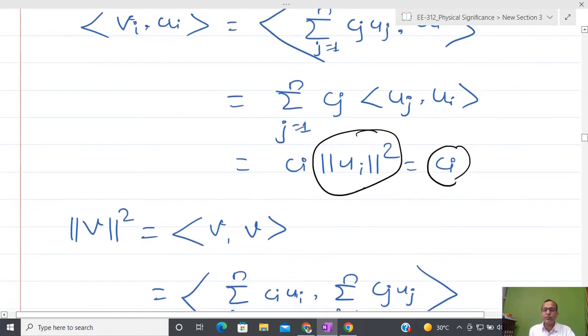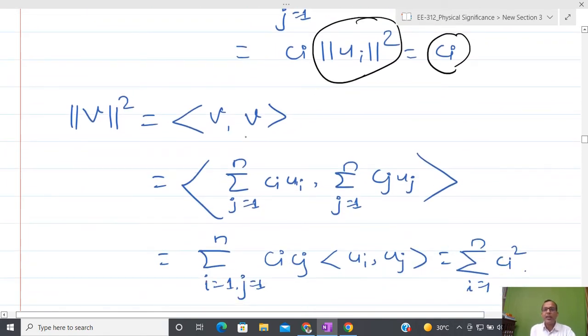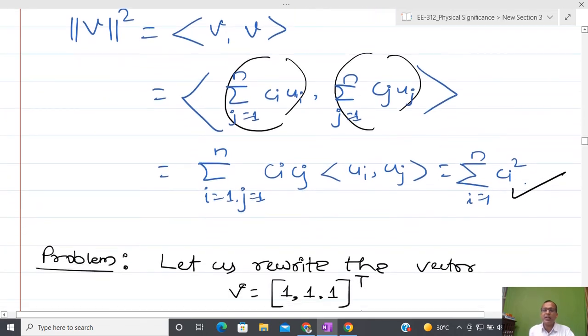Similarly, you are able to prove the norm also. How to prove the norm? You can start with v square. v square is nothing but the inner product of two same vectors, and you know that these two vectors can be represented like that. After that, you can just open the brackets, and you will get this. So in this way you are able to prove it.